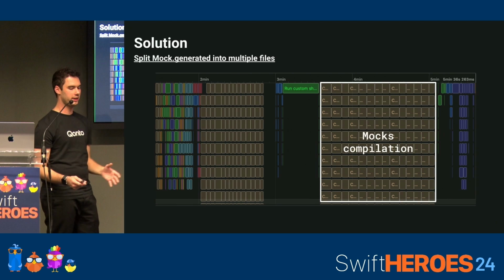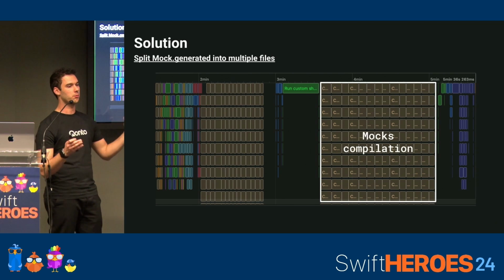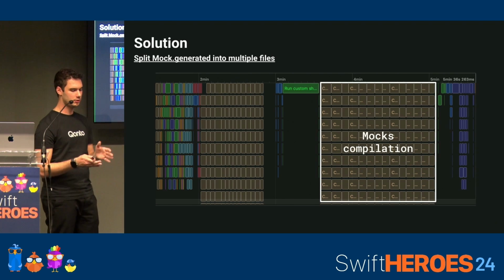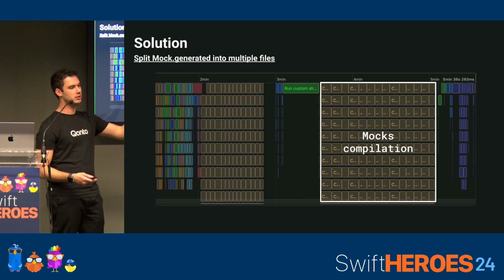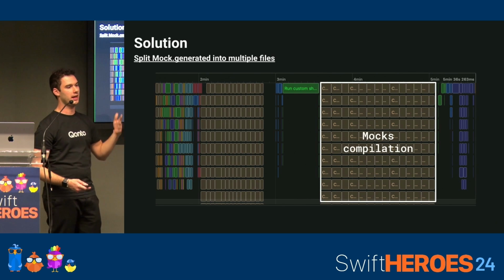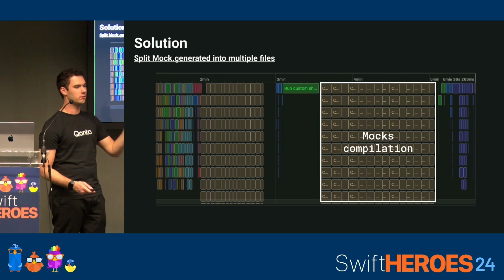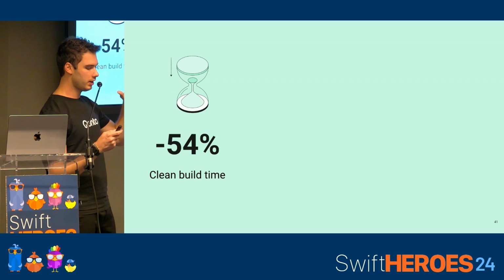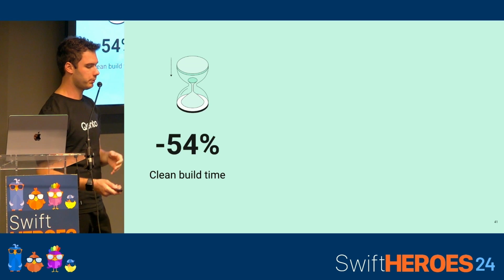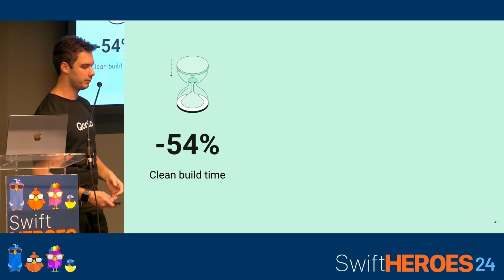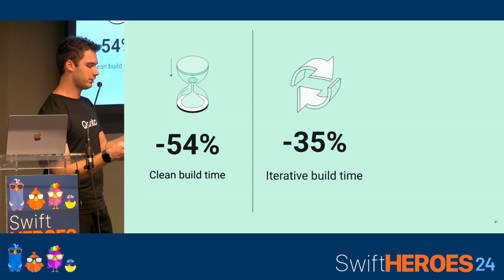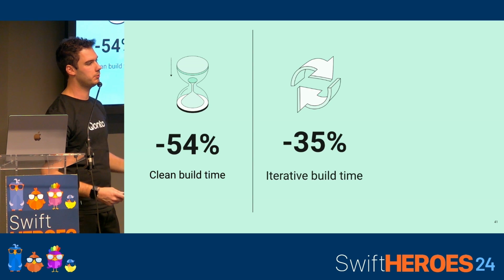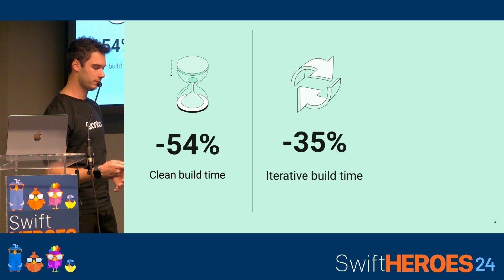The results were outstanding for us. We were able to take our mocks compilation from more than 6 minutes to less than 2 minutes. We were using the CPU cores in parallel at the same time, and this was a much faster compilation for our testing target. We were able to get a 54% reduction in clean build time, a 35% reduction in iterative build time, so the second time you build a project.